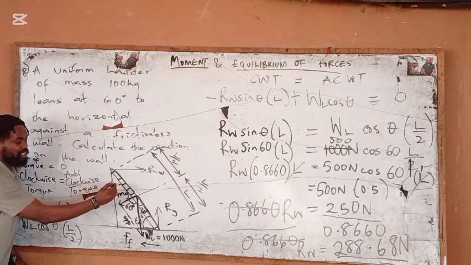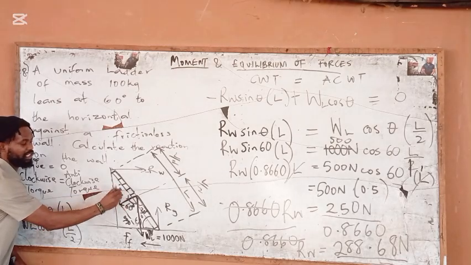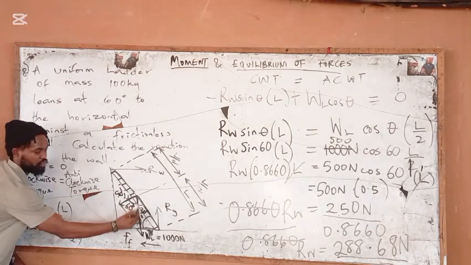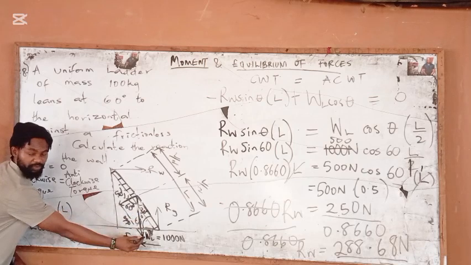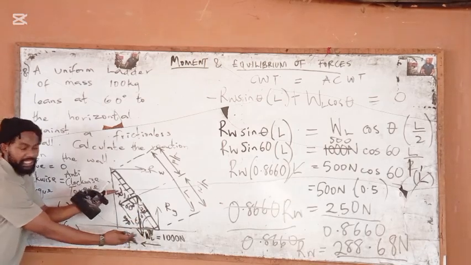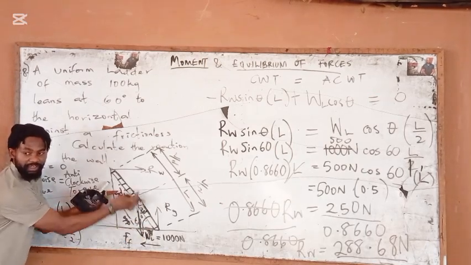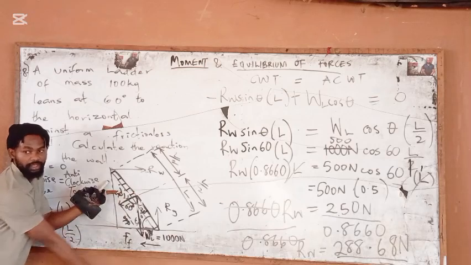This part becomes my adjacent. Watch. If this part becomes my adjacent, and I already have this side, before I resolve it, I'm now left with adjacent and hypotenuse. And whenever you have adjacent and hypotenuse, what does it mean?